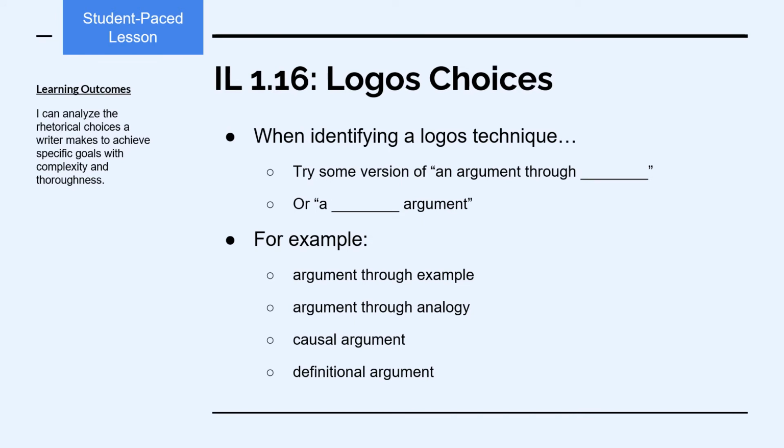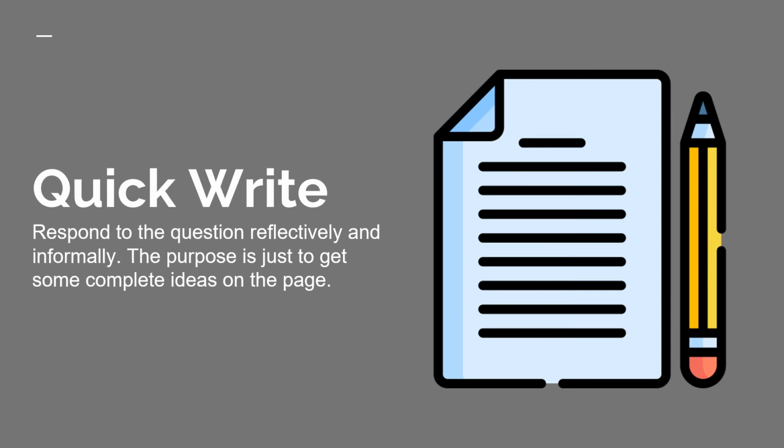Whenever you try to identify a logos technique, you might try some version of these two phrases, an argument through blank or a blank argument. For example, an argument through example, or an argument through analogy, or a causal argument, or a definitional argument. These are all different ways that you can more clearly identify the kind of argument that is within that logos technique. Let's pause for a quick write, respond to the question you see reflectively and informally. Just make sure that you respond in complete sentences.